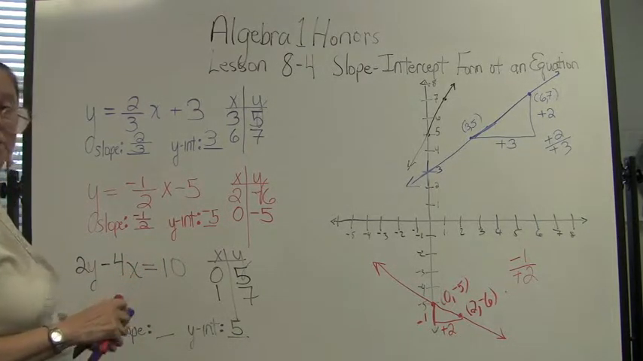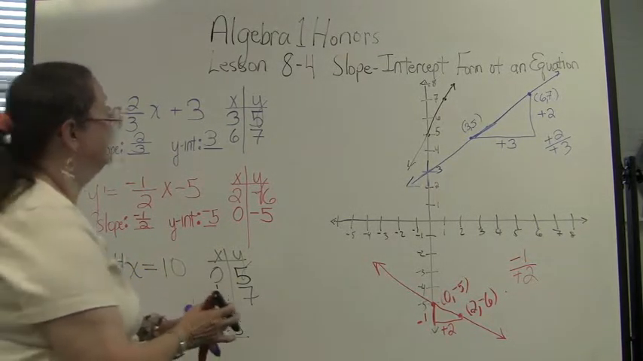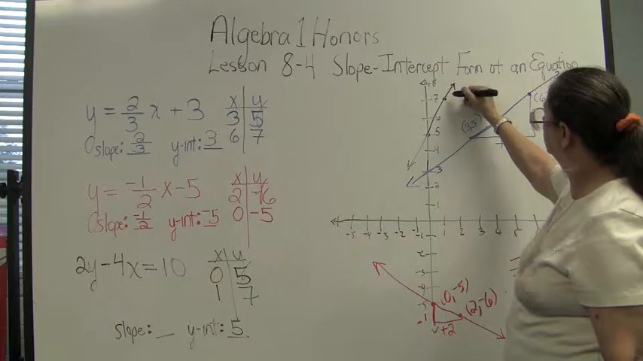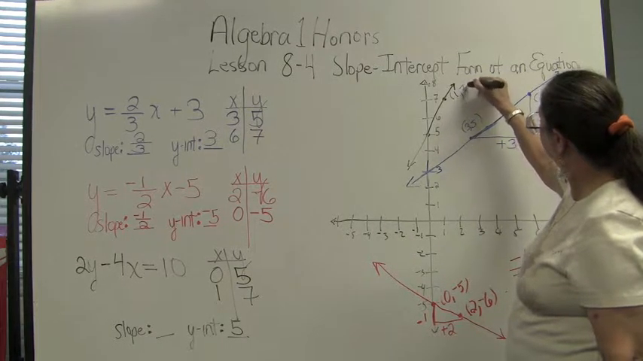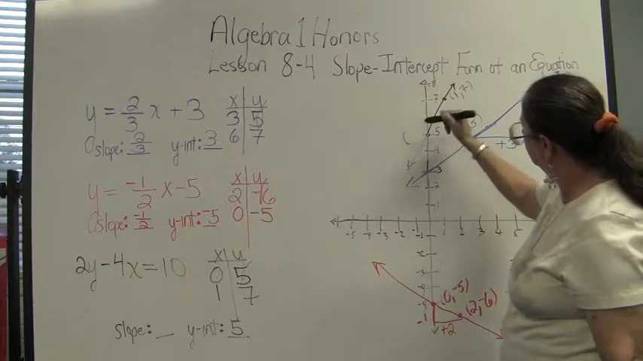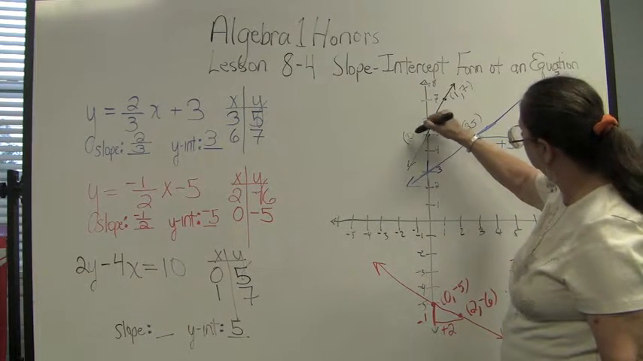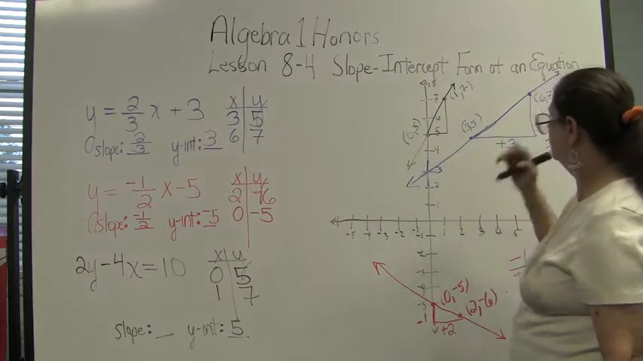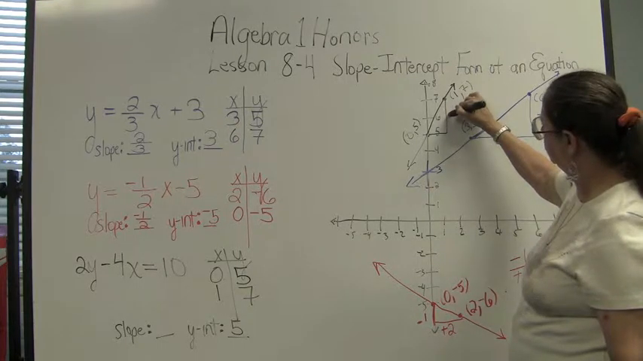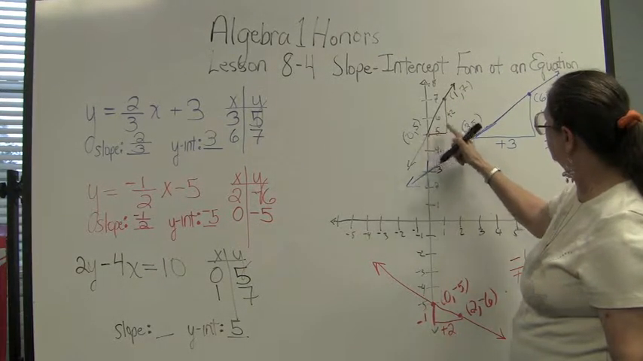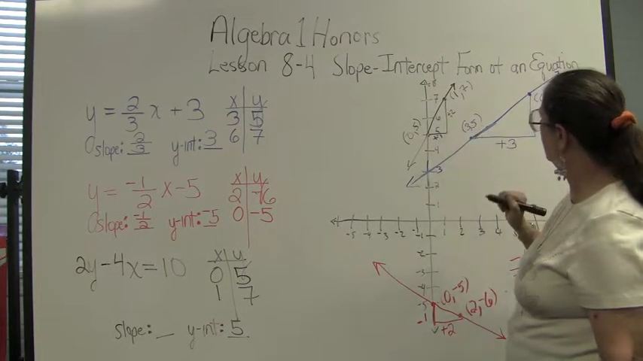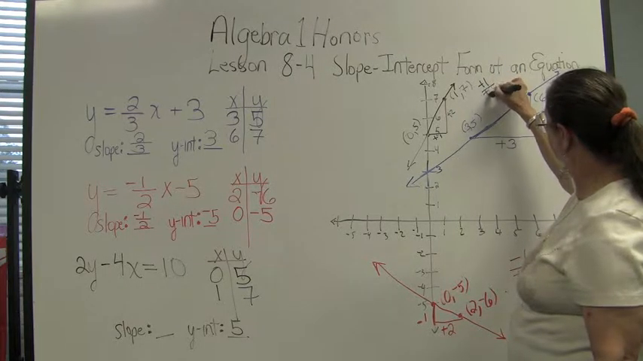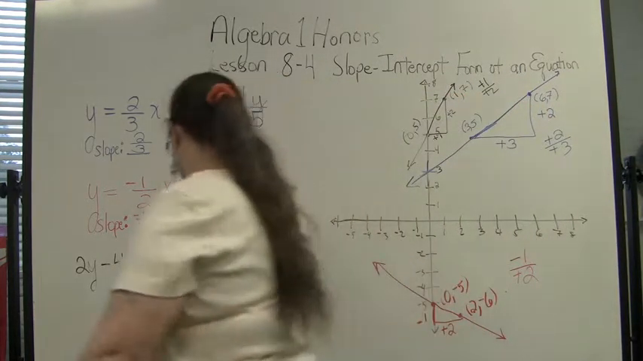Okay, now let's look at the slope on our black line, the last one. Our point right here is 1, 7, and our point right here is 0, 5. Here's our triangle. So we went from 5 up to 7, that's plus 2, and we went from 0 over to 1, that's plus 1. So our slope is plus 2 over plus 1, or positive 2.